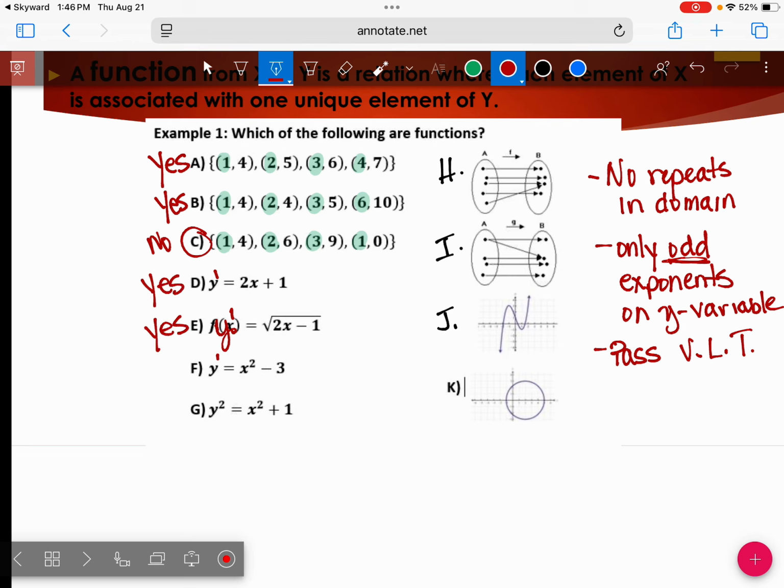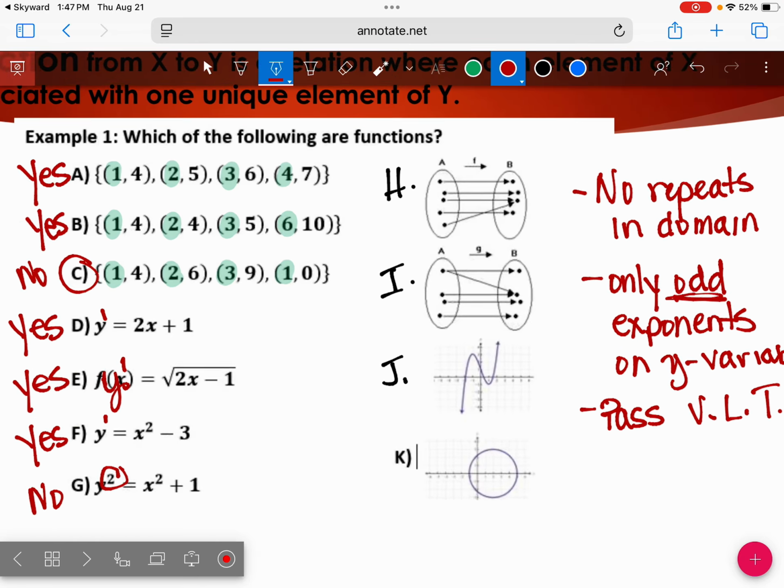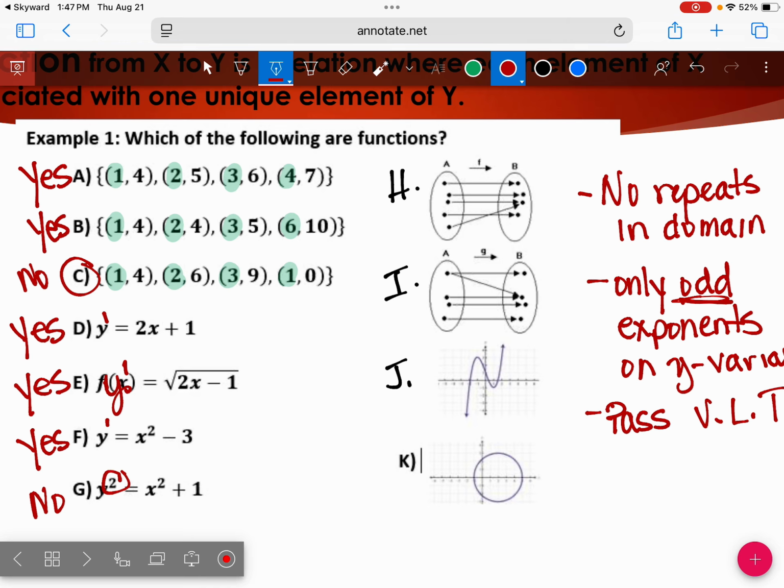The exponent on Y. Yes, because if you have an even exponent on Y, it is going to cause you to have repeats in your domain. Now, the end of chapter 2 is when we're going to graph, and you'll be able to see that. But G is the only one that has a 2, so that's a no. All right, H and I. So when I give the excuse, it would be no because Y has the exponent of 2.